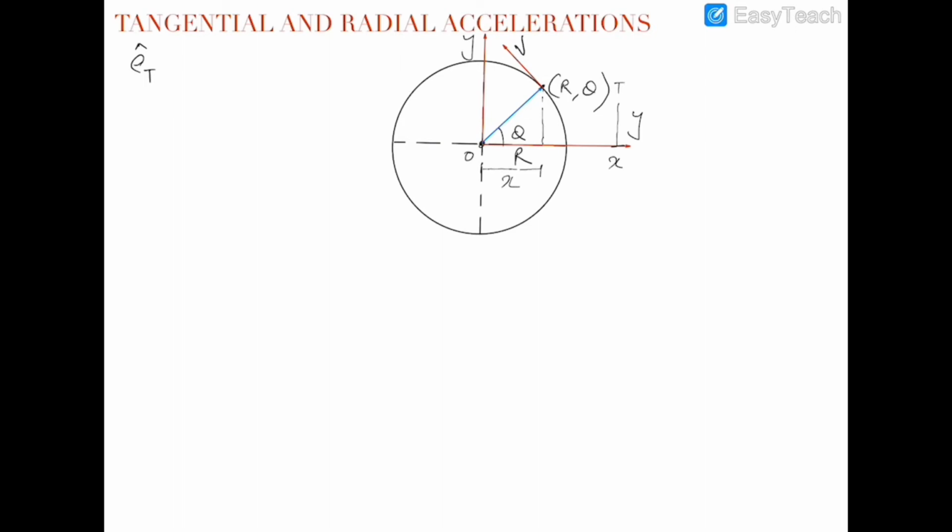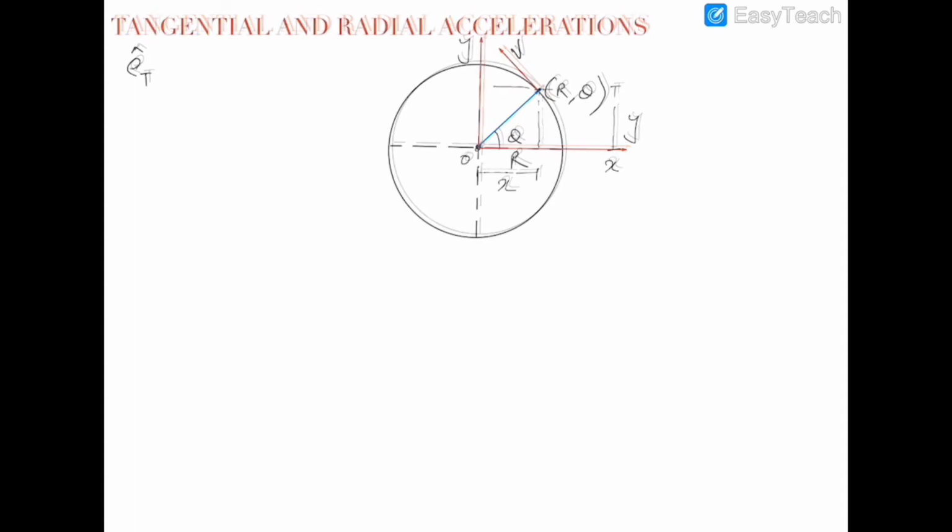So e tangential can be written as a unit vector in the tangential direction. If this angle is theta, this will be theta and this will be 90 minus theta. So the unit vector along the tangential direction will be, because a unit vector has unit magnitude, minus sine theta i cap, and along the y-axis it would be plus cos theta j cap.